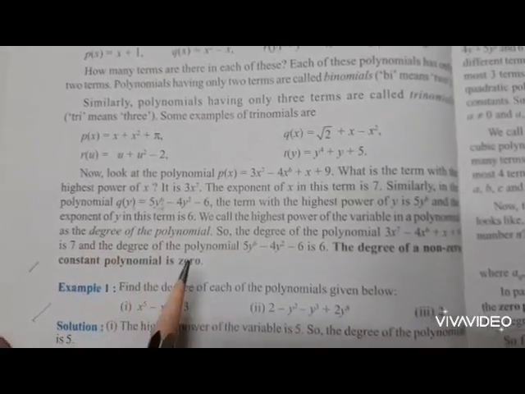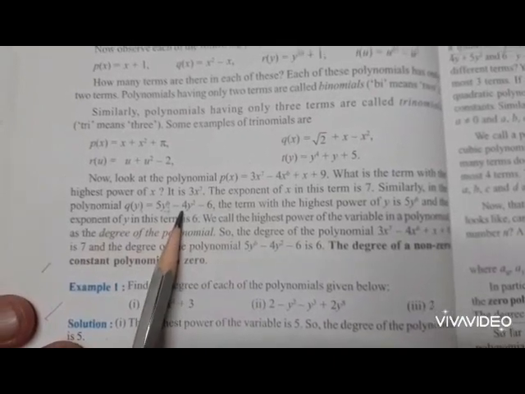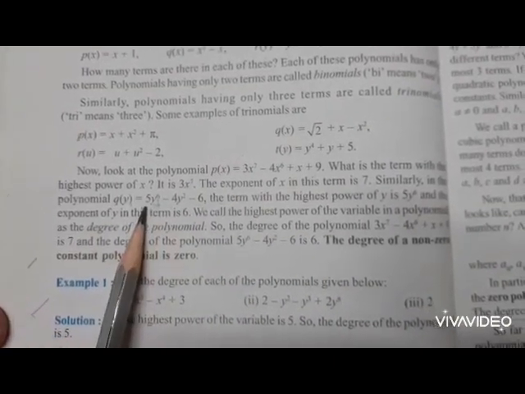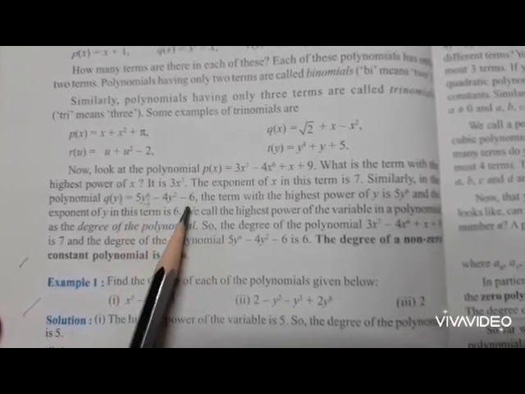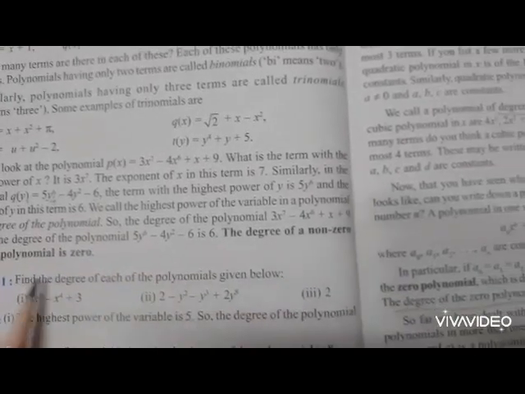And now what is the coefficient of y square? Minus 4. And the coefficient of y to the power 6 is 5. And like that it goes. The constant term is minus 6. That was just me revising your knowledge.